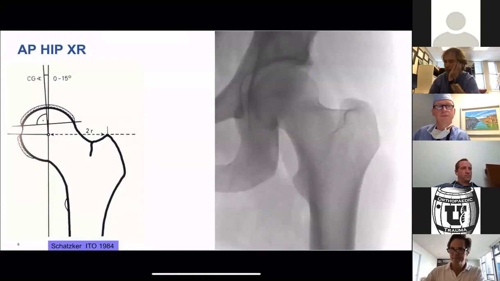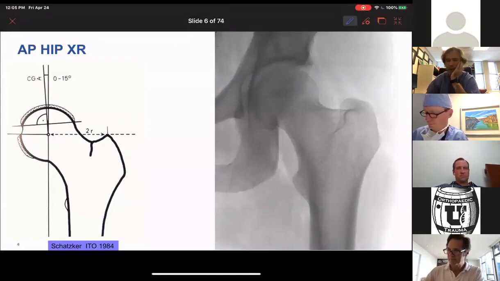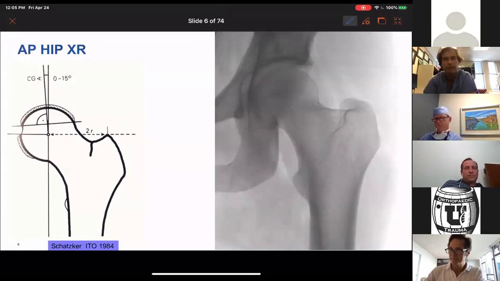On the view to the left, what you see is an image from Schatzker's Intertrochanteric Osteotomy book in 1984. This was an AP of the hip, and it was meant to describe some of the particular relationships that you see when you're looking at an AP of the hip. So first, there is a particular relationship between the tip of the trochanter and the center of the head. In a patient who has what is considered normal varus valgus, a parallel line drawn from the tip of the trochanter should intersect the center of the head. And that's what they're showing in that diagram.